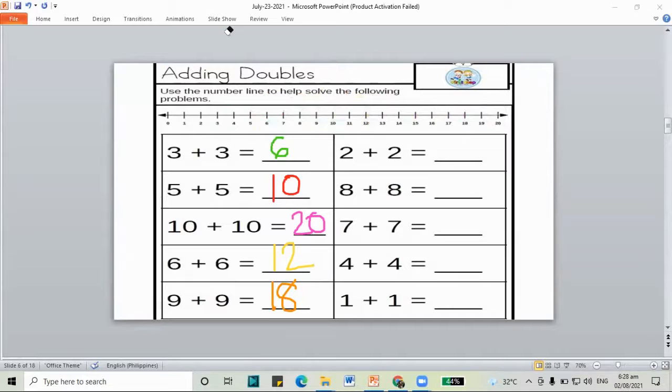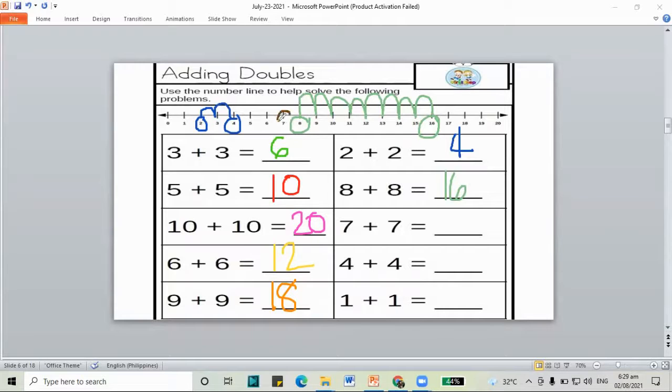Let's use another color. And we have 2 plus 2. Let's jump 2 times. 1, 2. 2 plus 2 is equal to 4. Another one. We have 8 plus 8. Let's jump 8 times. 1, 2, 3, 4, 5, 6, 7, 8. 8 plus 8 is equal to 16.